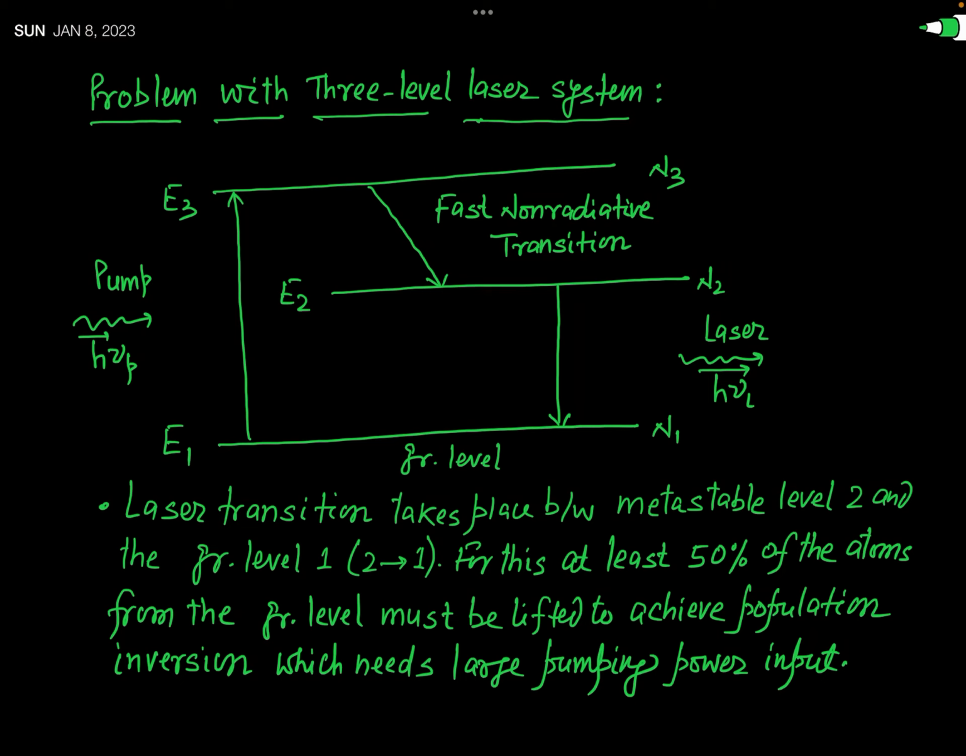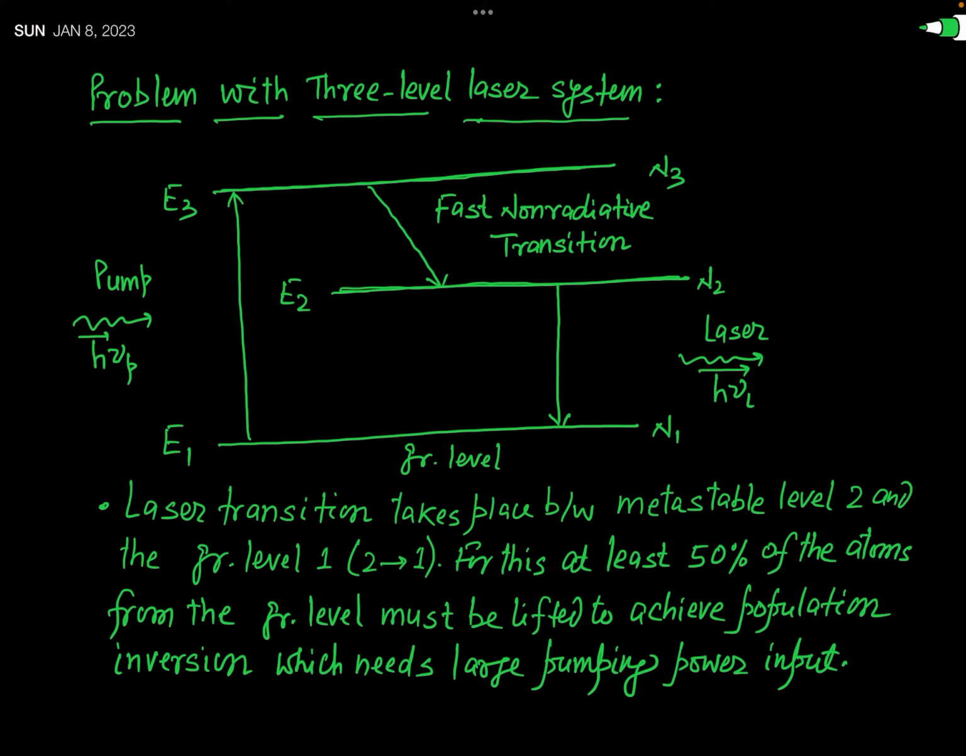You can see in this diagram, this is the three-level laser system diagram. Here, you know that the atoms in the ground state are pumped to the third energy level marked by this line E3, and then these atoms suffer a fast non-radiative transition to level 2. This level 2, which is an excited level, is the metastable level, and the transition between level 2 and level 1, which is the ground level, is the laser transition.